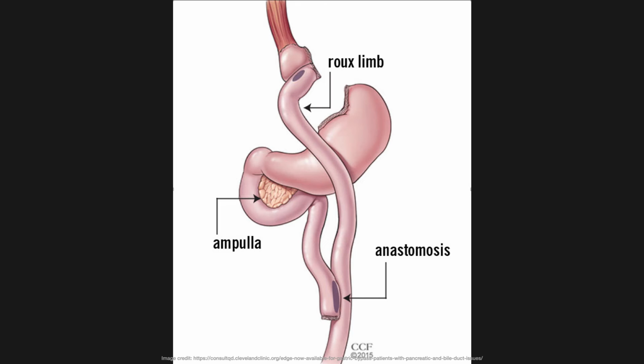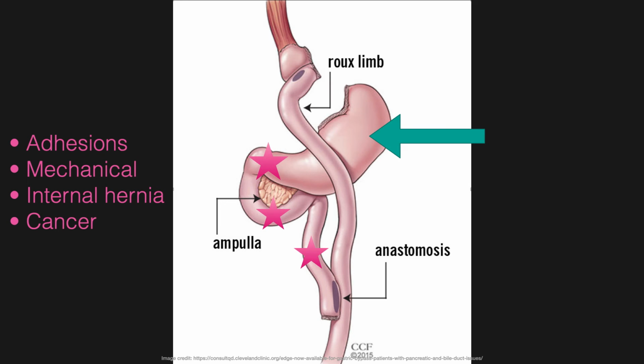To refresh, bypass anatomy includes a roux or alimentary limb. The majority of the stomach is excluded, and these gastric secretions, along with the bile and pancreas enzymes, known as the afferent or hepatobiliary limb, travel distally to the JJ anastomosis. Obstruction can occur along the outflow of the afferent limb and can cause afferent limb syndrome or afferent loop syndrome, which can happen due to adhesions, mechanical abnormalities such as stricture, internal hernia, or even cancer.